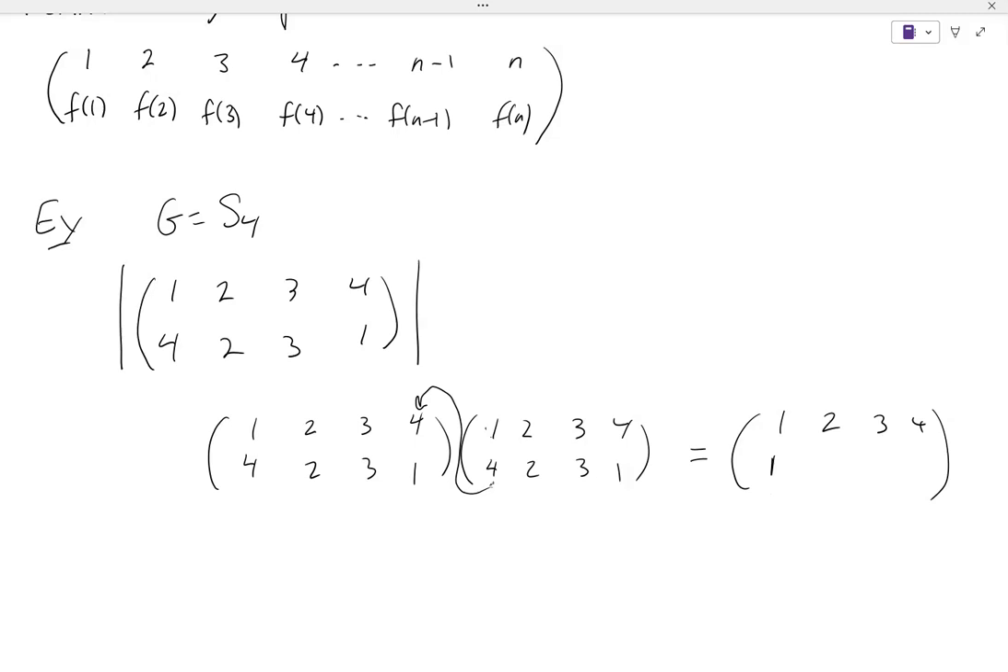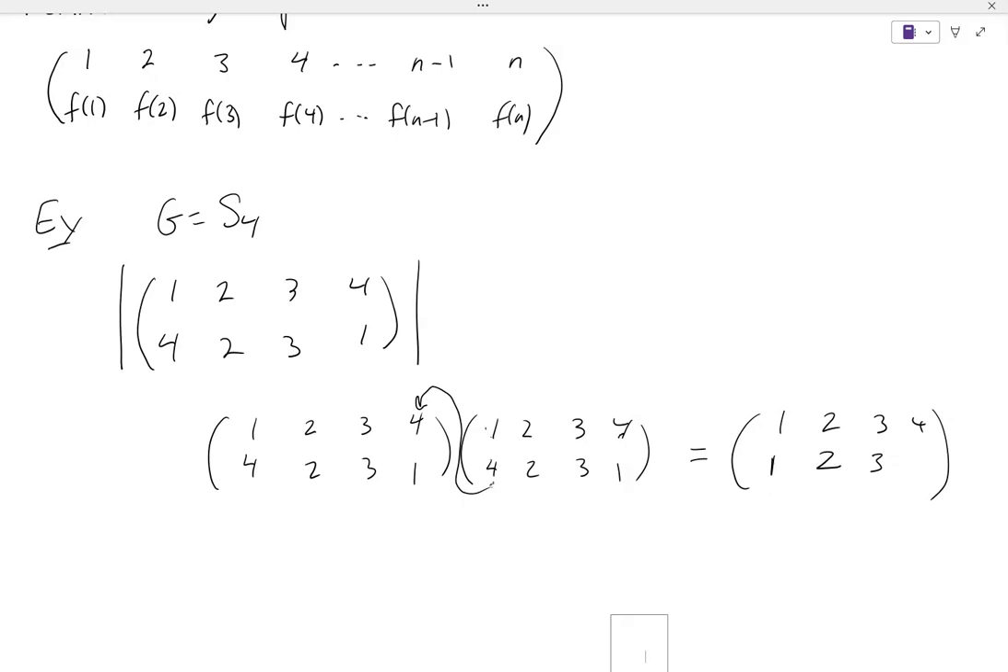What about the next one? 2 maps to itself. Go over here, it maps to itself again, right? So 2 gets mapped to 2. Where does 3 get mapped to? 3. 4 better get mapped to where? Without even doing any work, where better 4 get mapped to? 4, right?